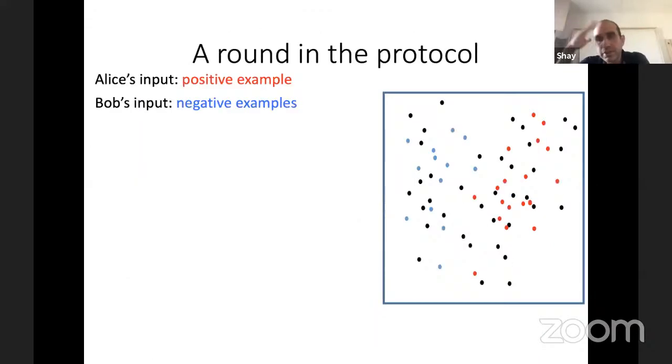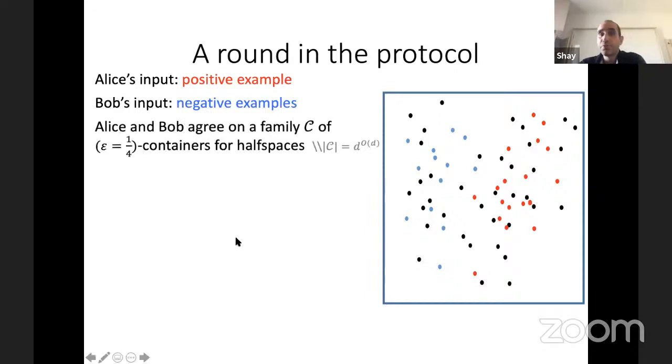You can imagine that the input looks like this. Bob's inputs are the negative examples, Alice's inputs are the positive examples, and the black points are just points that are in the domain, but were not given as inputs. Beforehand, Alice and Bob agree on a family of containers with epsilon equals 1/4. Let me remind you that by the theorem, the size of such a family can be chosen to be at most d to the O(d), say d to the 2d or something like that. They agree beforehand, so they both know this family, and they can describe a container in this family using d log d bits essentially, because it's the log of the size of the family.